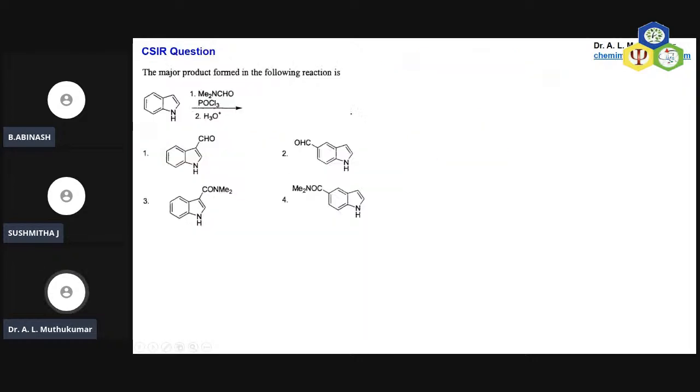Fine. So next example is this one. That is the major product formed in the following reaction. So you may be knowing that this is DMF, and this is POCl3. When you treat the DMF and POCl3, that means the reaction is Vilsmeier-Haack reaction. So you may be already knowing this reaction. The Vilsmeier-Haack reaction involves the introduction of aldehyde group.